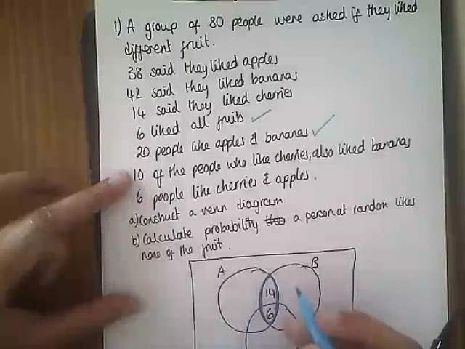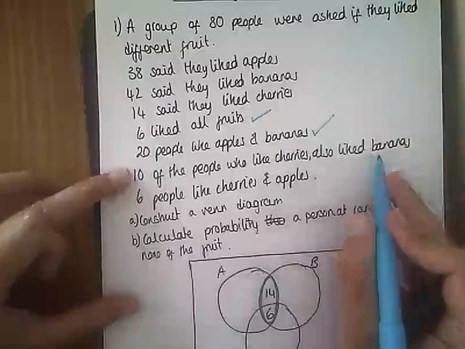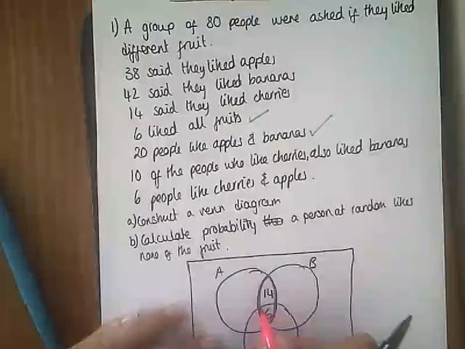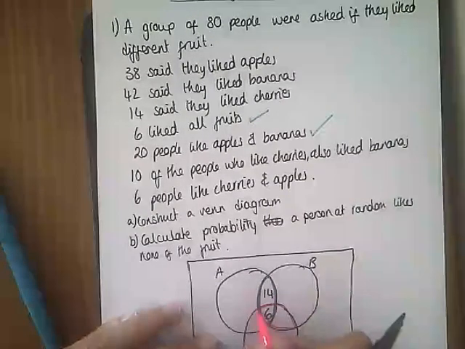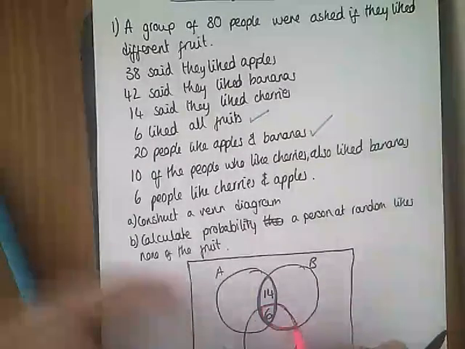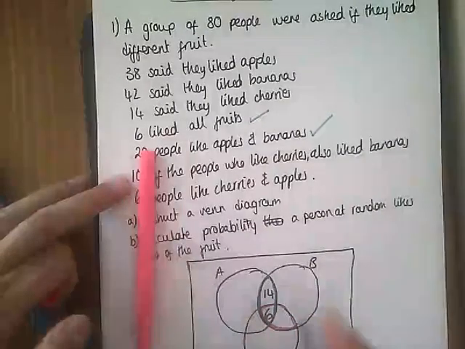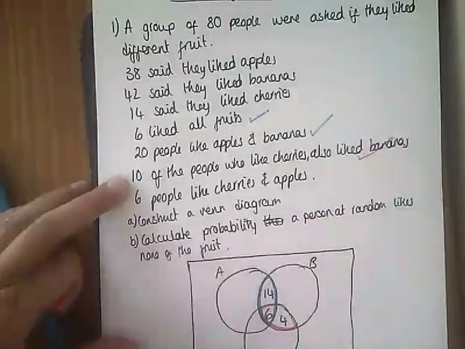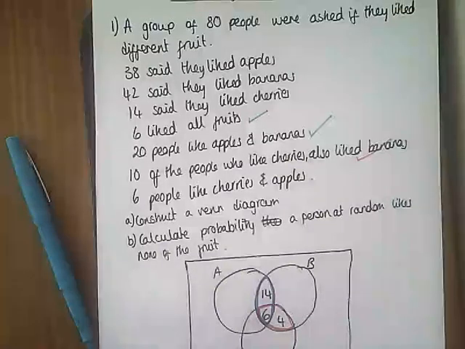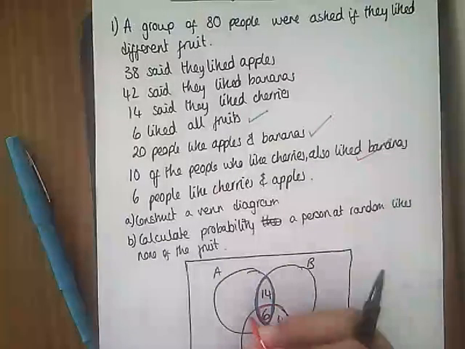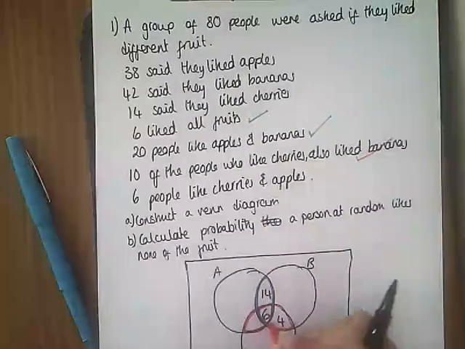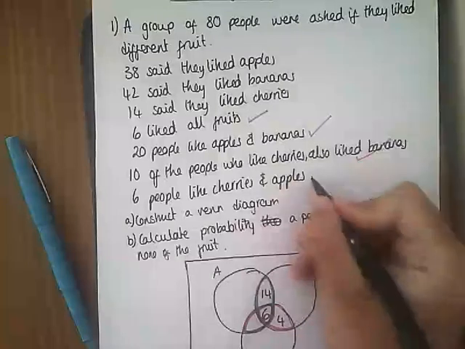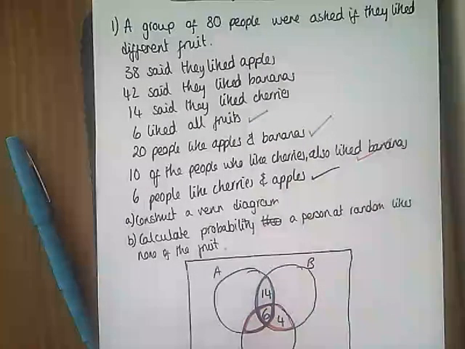10 of the people who liked cherries also liked bananas. So that means that the overlapping bit of bananas and cherries, which I'm drawing in pink here, that bit has to add to 10. So this here must have to be 4. We've done that bit. 6 people like cherries and apples. So that means in the overlapping bit of cherries and apples, this red bit here, that has to add to 6. Well, we've already got 6 in there, so that's already done. Okay, then we can work our way outwards.